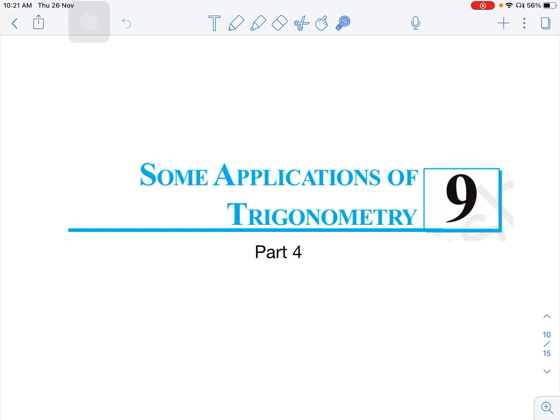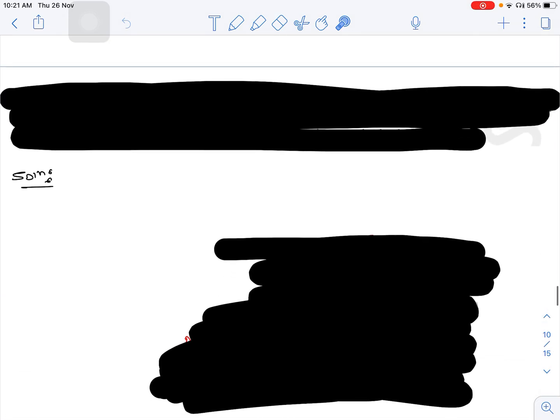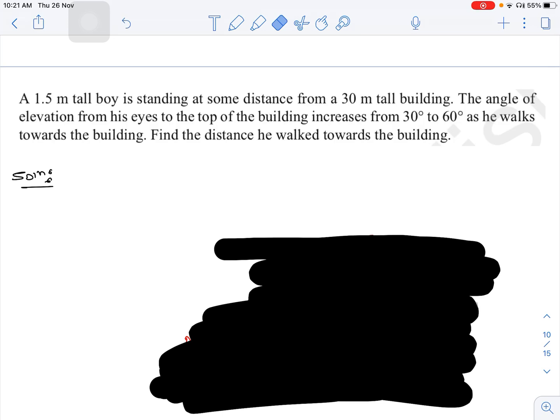So, hello students. Today we are going to learn part 4, that is some applications of trigonometry of chapter number 9. Okay, so now let us start with an example. Now, here we have an example.